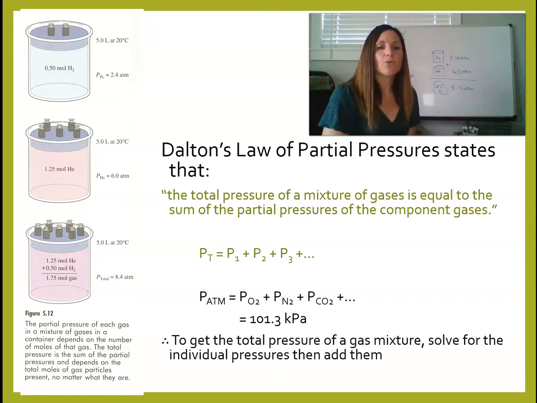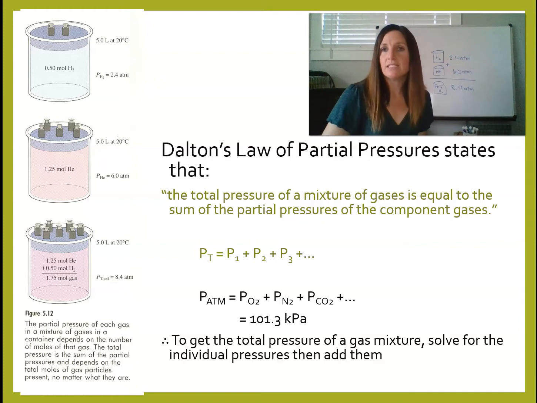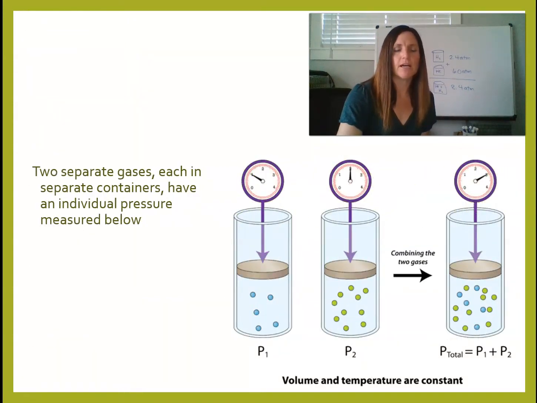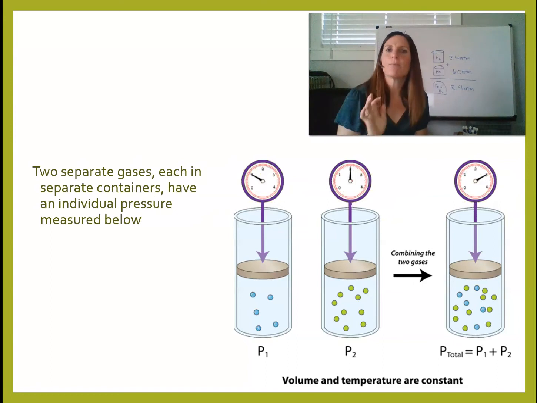So to get the total pressure, you take the individual pressures, the partial pressures, and you add them together. All right, so there's Dalton's law. So we have a couple of little examples here. This one's just a really simple kind of introduction to Dalton's law.